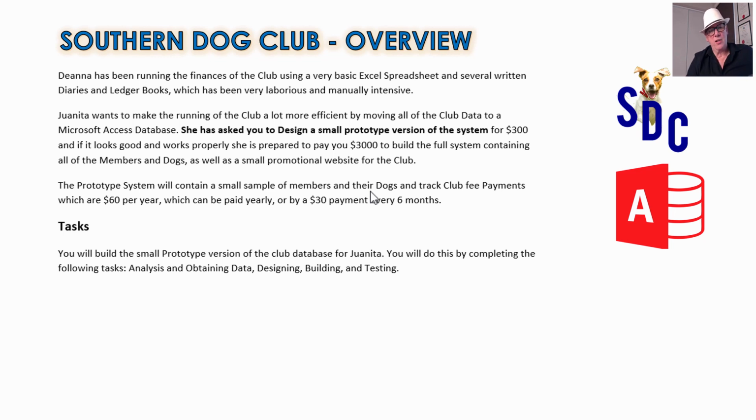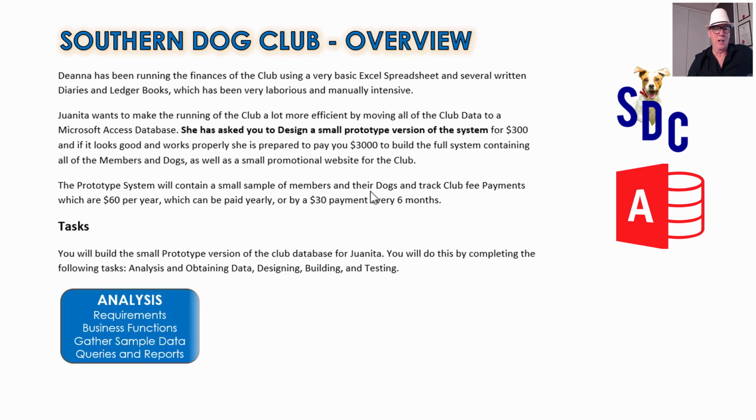And there's analysis. You've got to obtain some data, design, build, and test. So the analysis stage is where we get down what is required of the database, what are the requirements, what business functions it has to do. This one we're keeping simple. The only function it really has to do is track those member payments to make sure their payments are up to date. We've got to gather some sample data, and we've got some sample data gathered for you, and then see what sort of queries and reports the club wants to run to be able to keep track of things and manage things better.